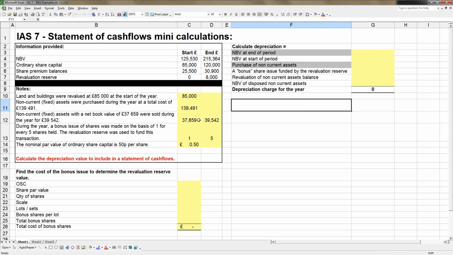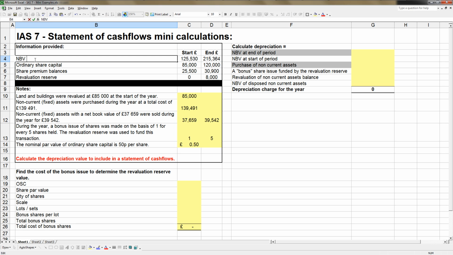We've got ordinary share capital, beginning and end. So you spot some trends, see what's happening, why is it increasing, what could be the reason, because you might be told down here. Share premium. What's happened to share premium, and revaluation. So that was 0 and it's now 8,000. Okay, land and buildings were revalued at 85,000. So what I'm doing here is I'm just moving the value so I can use the value for my formula.